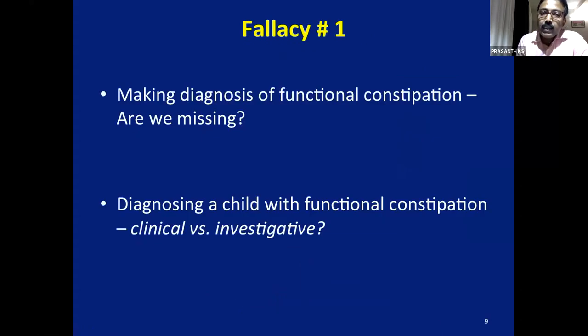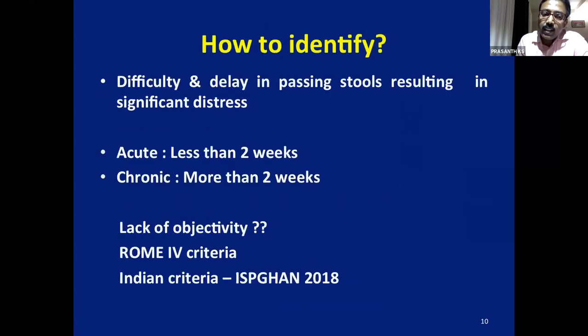So, fallacy number one: making the diagnosis of functional constipation. Are we missing something? Diagnosing a child with functional constipation, is clinical examination alone sufficient, or do we need elaborate investigations to reach a definitive diagnosis? How to identify children presenting with chronic constipation? In simpler terms, constipation can be defined as difficulty and delay in passing stools resulting in significant distress. If the symptoms are of less than 2 weeks duration, we label it as acute, and more than 2 weeks, we label it as chronic. Having said that, there is a lack of objectivity in the definition. We are mainly talking about the number of bowel movements. We're not concentrating on other aspects like consistency and other accompanying features.